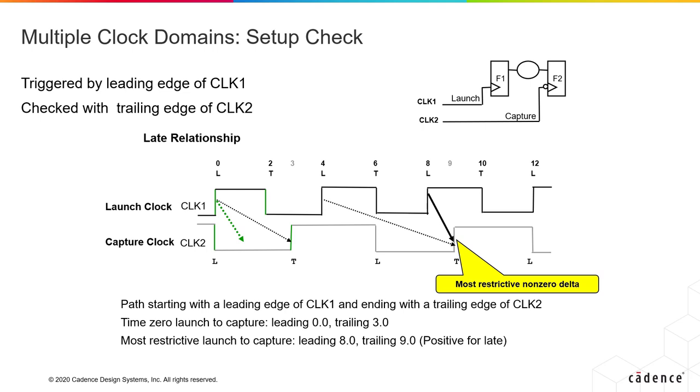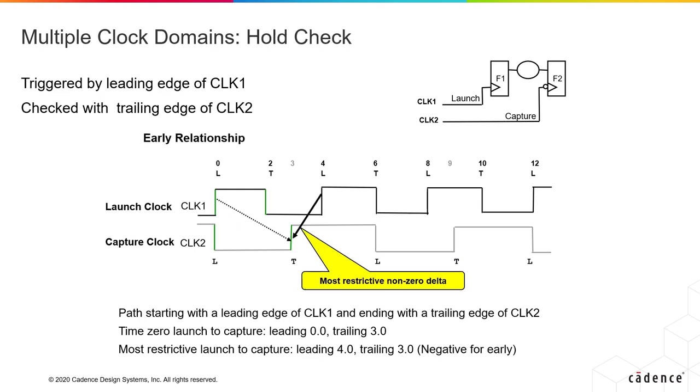In the case of multiple clock domains, we do need to look at the most restrictive capture and launch combination. If we look at the time 0 launch, the capture will occur at the trailing 3. Whereas if we look at the leading edge 8 launch, the capture will happen on CLK2 at the trailing 9. This seems to be the most restrictive or worst case combination. We have to look at that worst case combination of launch and capture to make sure that the design meets the timing or the setup check for that particular restrictive capture and launch combination.